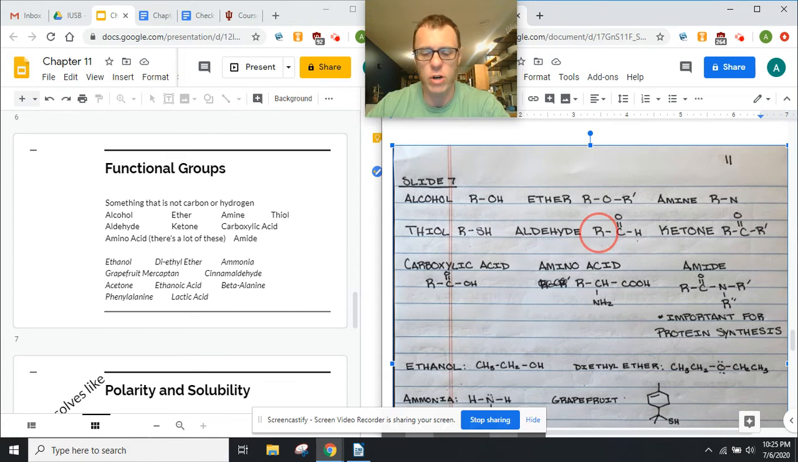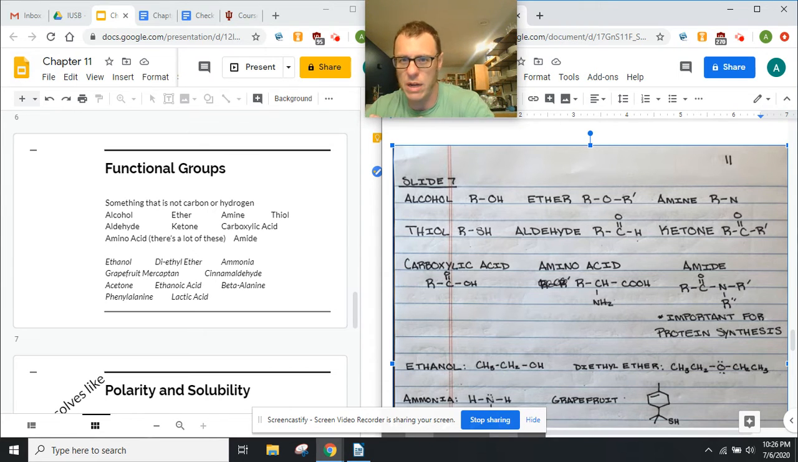An aldehyde is a carbon chain, and this C double bonded to an O with another H. They're kind of smelly. Ketones, carbon chain, then a carbon with a double bond oxygen, then another carbon chain. Carboxylic acid, we sort of talked about those already, COOH. Amino acids, these are super duper important. We have R, carbon chain, then CH with an NH2 branching, and then your acid groups.